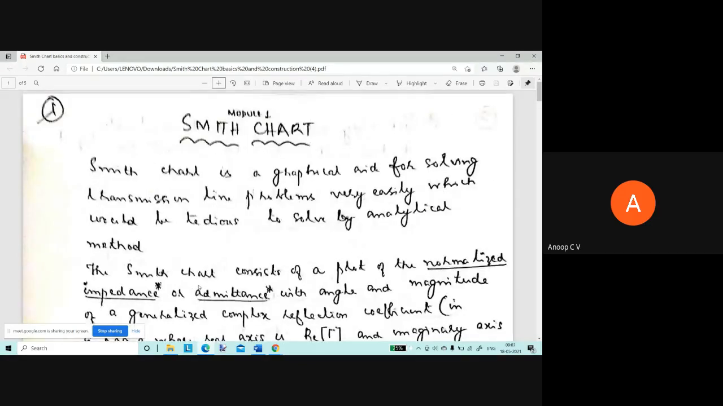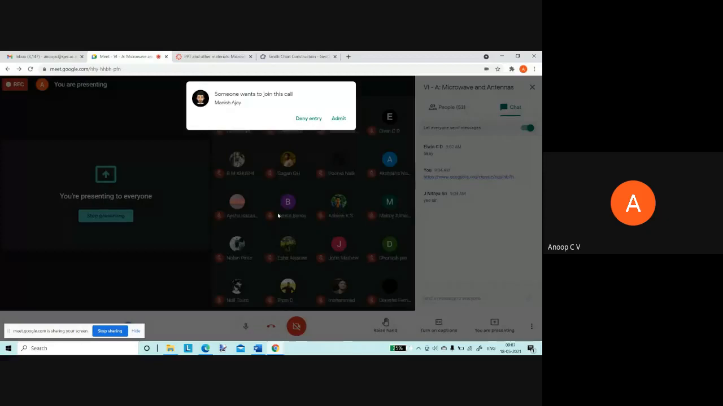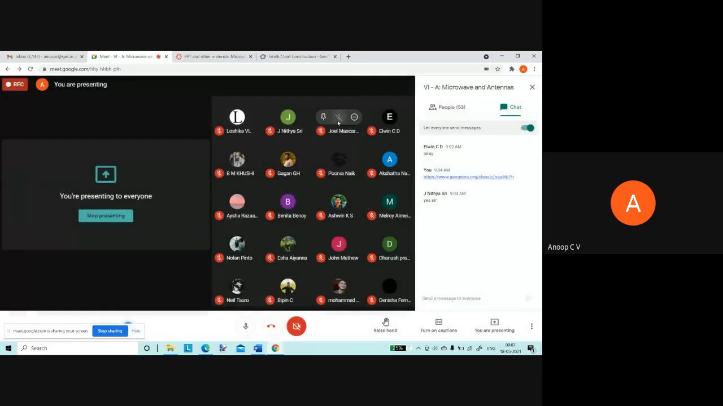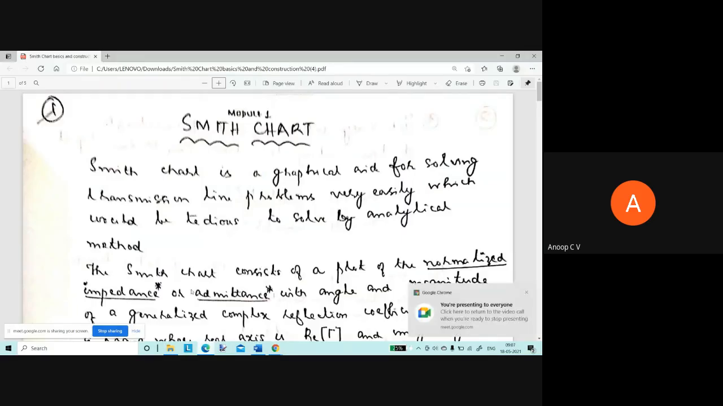I've already made this available and asked you to read it once and come. So we'll start with the basics. We'll start with what actually is the Smith chart, where it is used, and also how it is constructed. That is what we are going to see today: the basics and construction of the Smith chart.